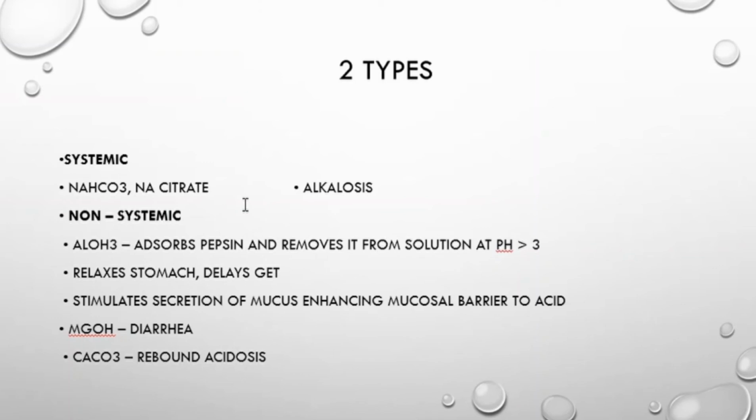For the systemic, we have sodium bicarbonate for alkalosis. For the non-systemic, we have aluminum hydroxide. It absorbs trypsin and removes it from solution at pH lesser than 3, and relaxes the stomach and delays gastric emptying. It stimulates secretion of mucus, enhancing the mucosal barrier to acid. We also have magnesium hydroxide for diarrhea, and for rebound acidosis, we have calcium carbonate.